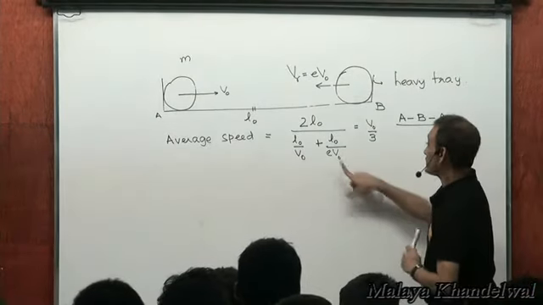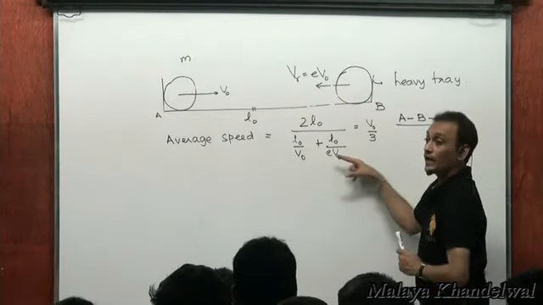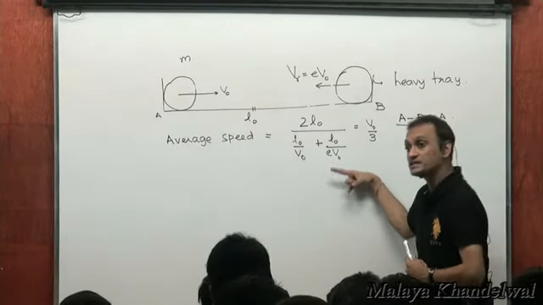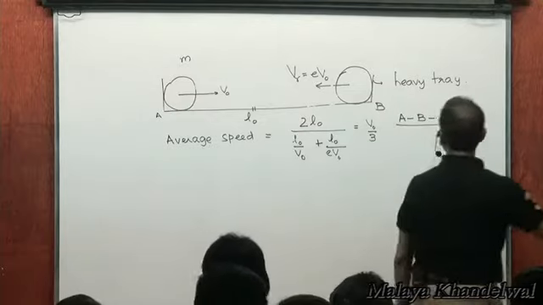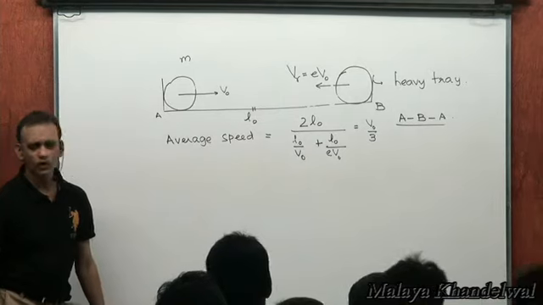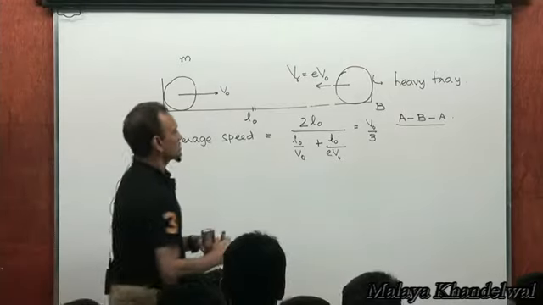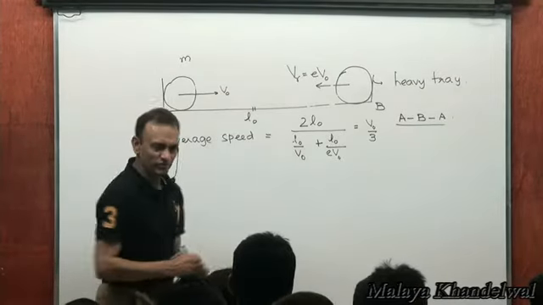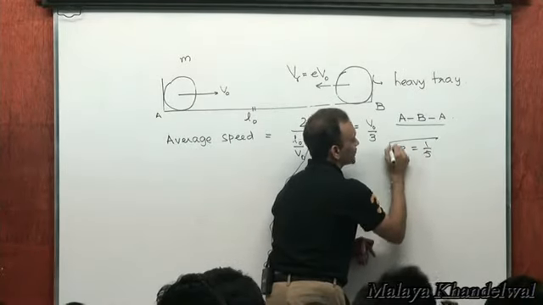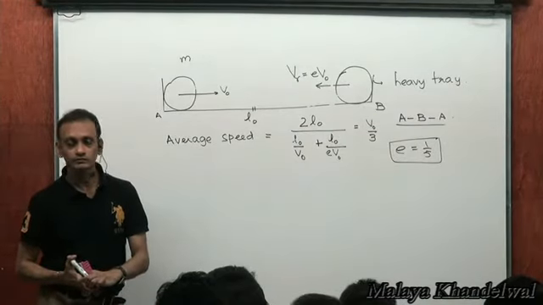So you can solve for E from these considerations. L0 will get cancelled, v0 will get cancelled, and you can solve for E. Clear now? What does E turn out to be? 6 minus 1, 5. E is 1 by 5. The coefficient of restitution is 1 by 5 for this collision.